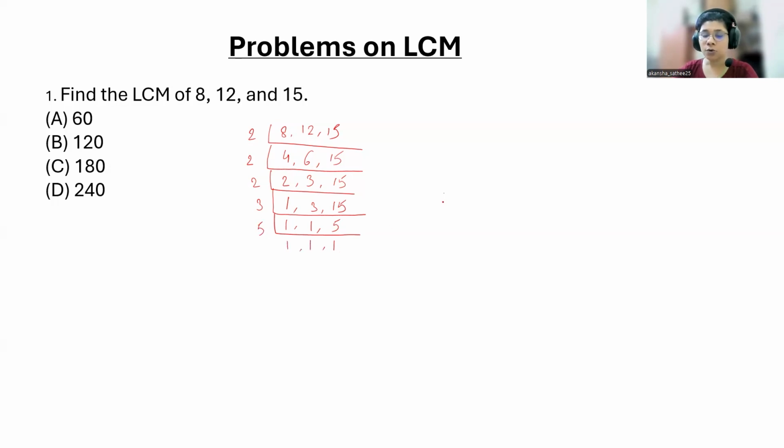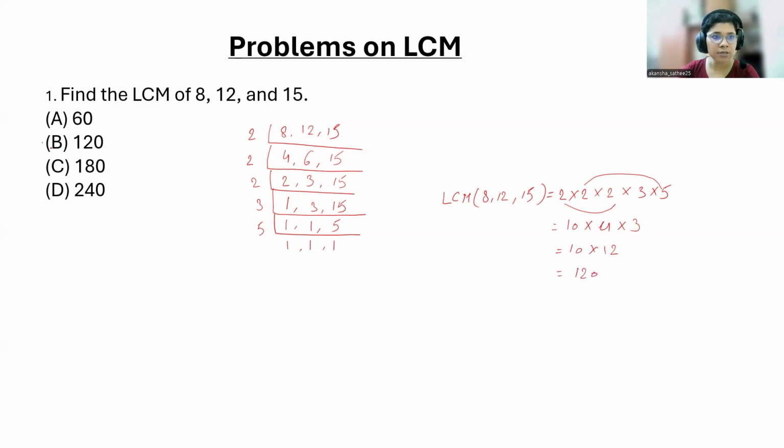You are done. So LCM of 8, 12 and 15 is equal to multiplying all these numbers which are written over here. So that is 2 into 2 into 2 into 3 into 5. Multiply them up. 5 into 2 is 10. 2 into 2 is 4 and 3 as it is. So 4 into 3 is 12. So it is 120. So 120 is B.